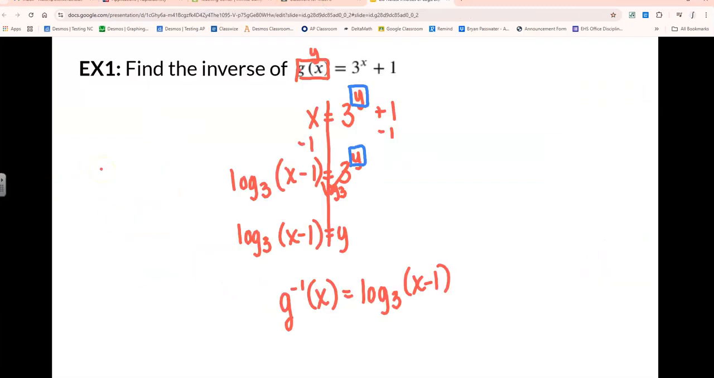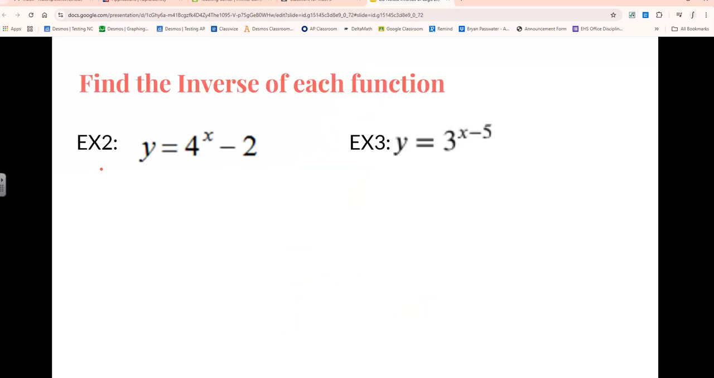Okay, questions? All right, you try these next two on your own. Find the inverse for each one of these functions.